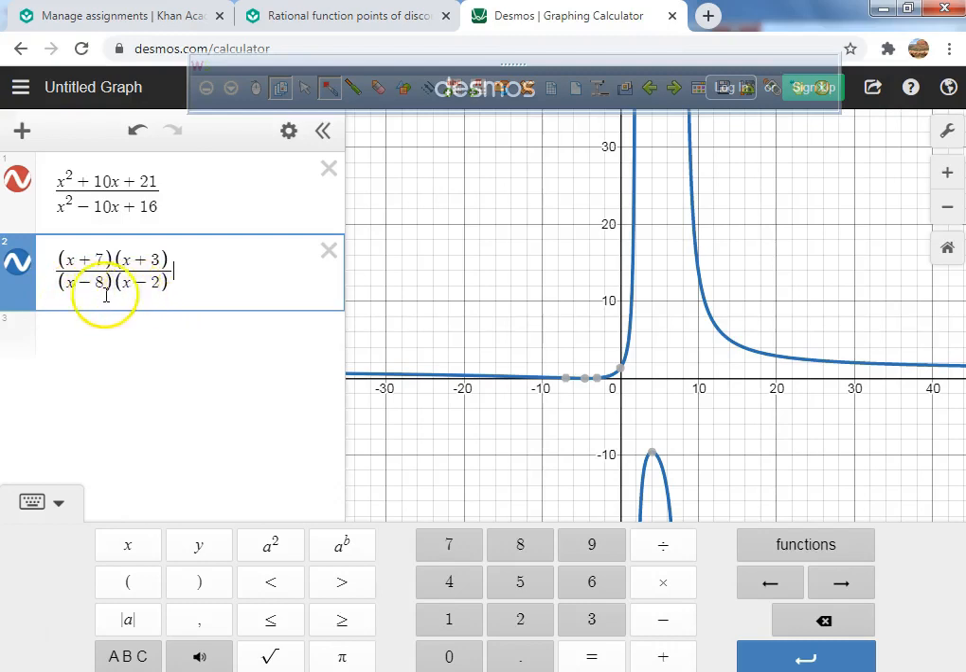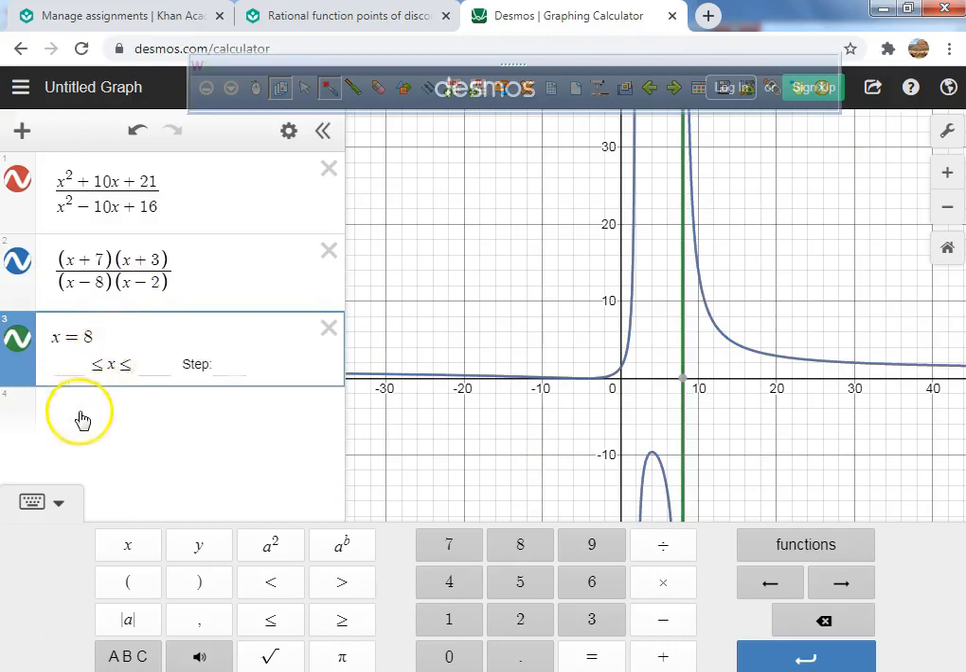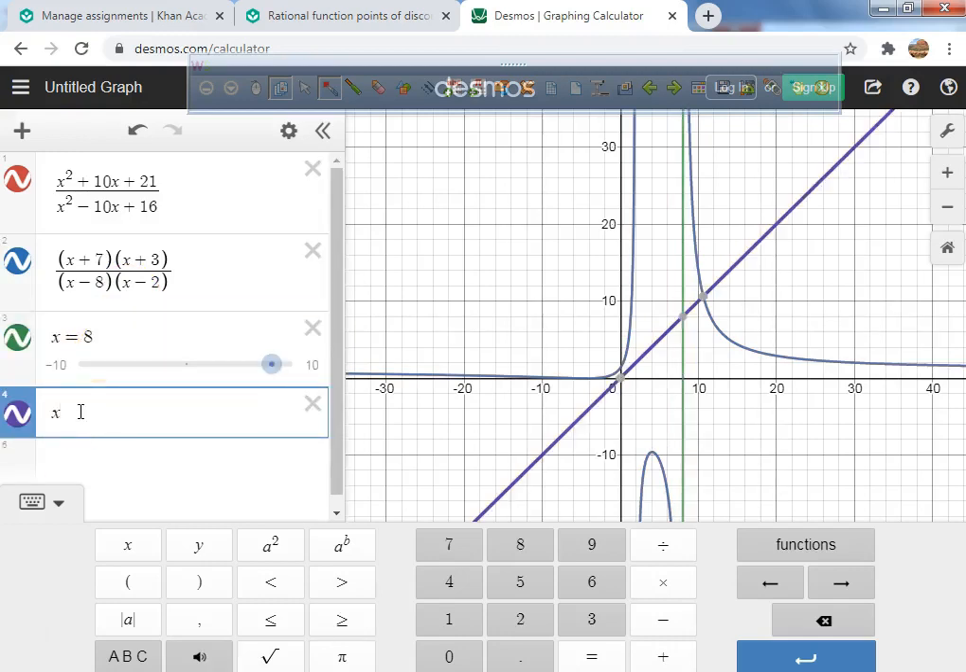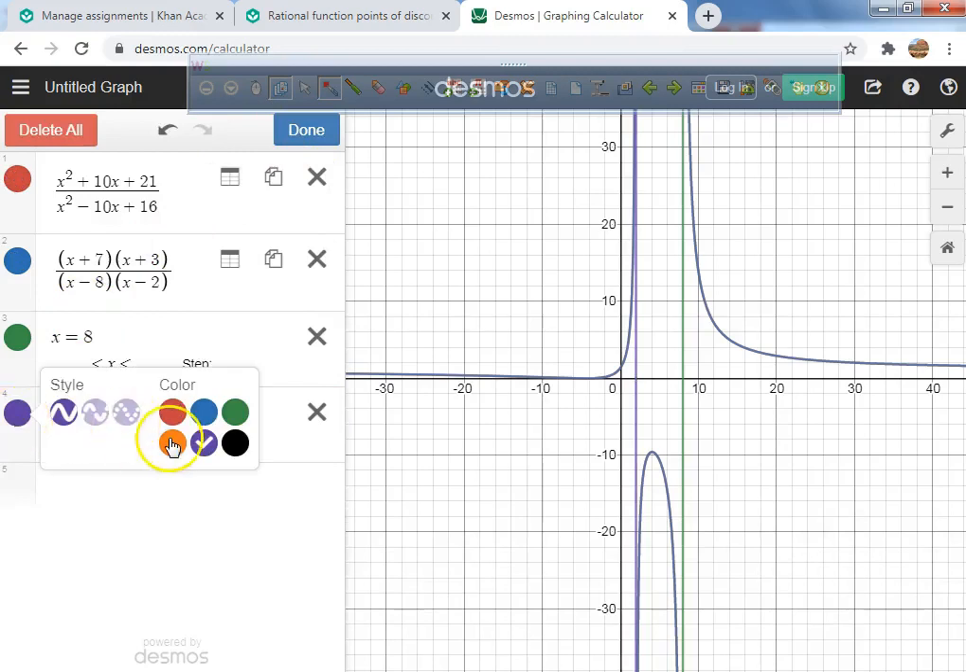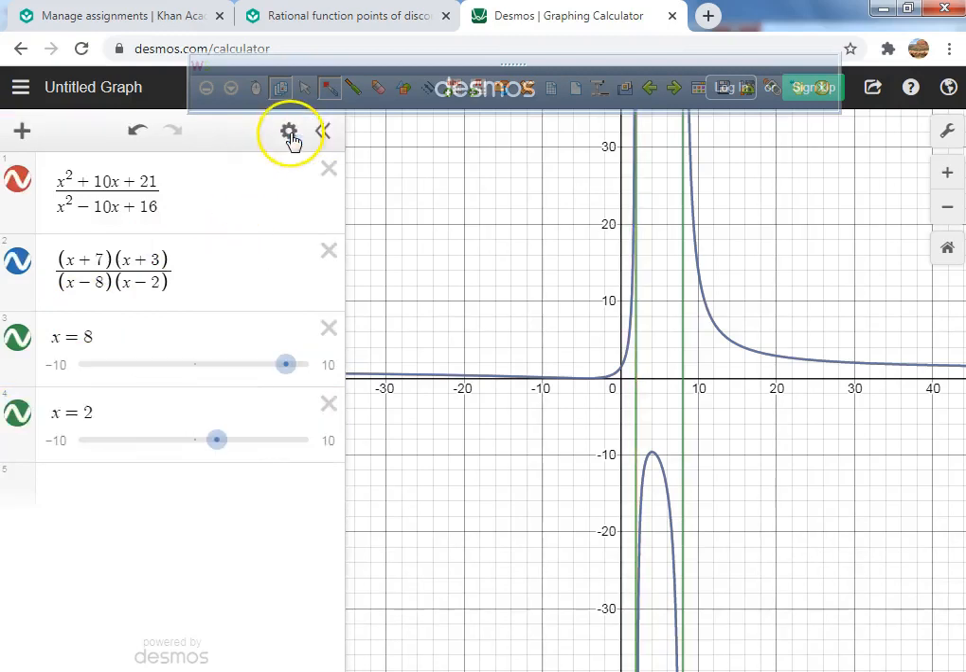So any number that makes that equal to 0 is a vertical asymptote. So we have an asymptote at x equals 8, and we have an asymptote at x equals 2. So I'll put x equals 8. You can kind of see it right there. I'm going to put x equals 2 right there. Of course, I'm going to change the color a little bit. Let's just make the asymptotes green. Yeah, that's probably good. All right, so there's our asymptotes right there.